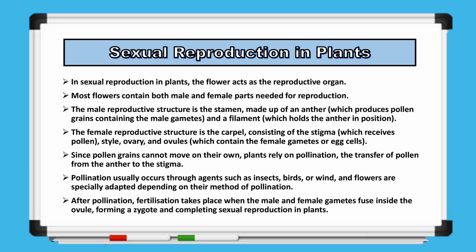The female reproductive part is the carpel, which includes the stigma, style, ovary, and ovules. The stigma receives pollen, the style connects the stigma to the ovary, and the ovules inside the ovary contain the female gametes or egg cells.